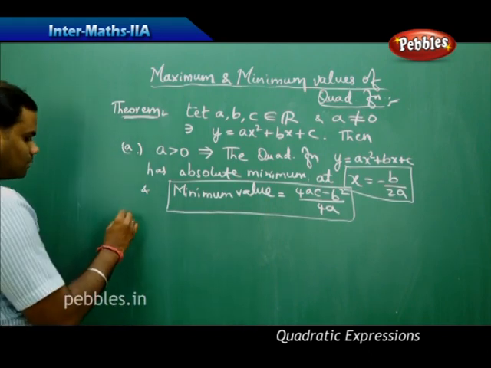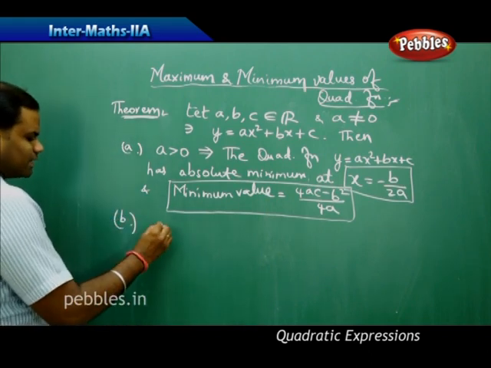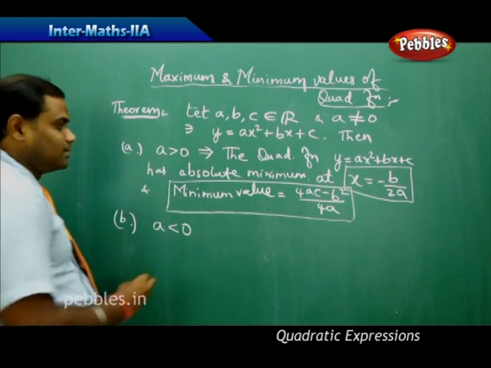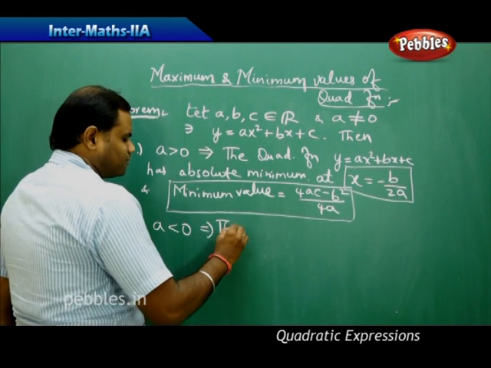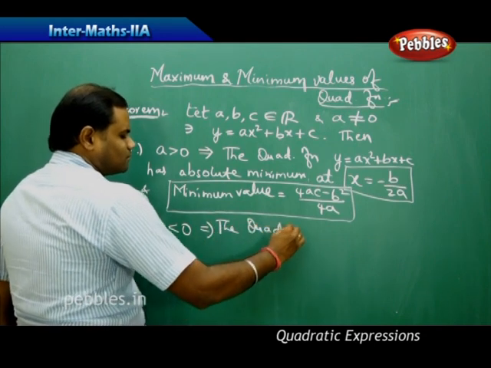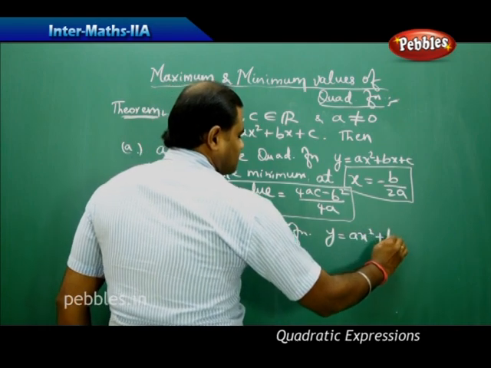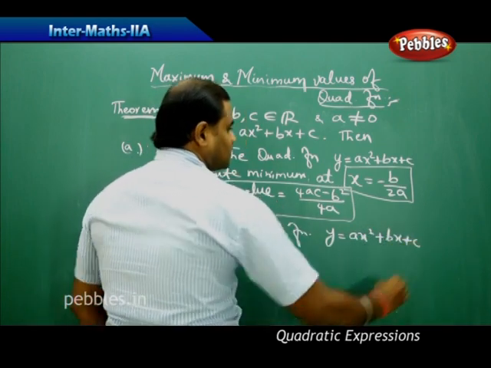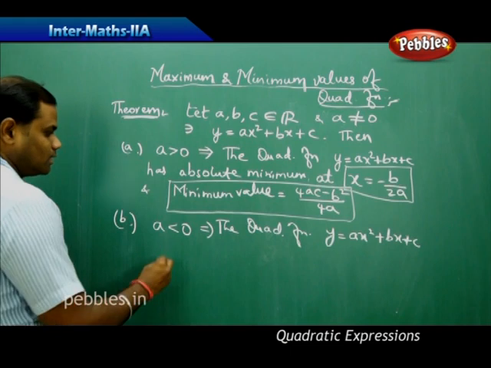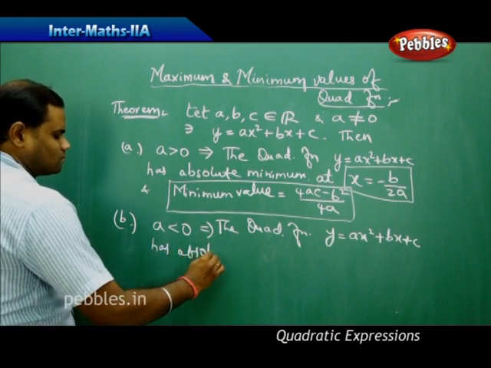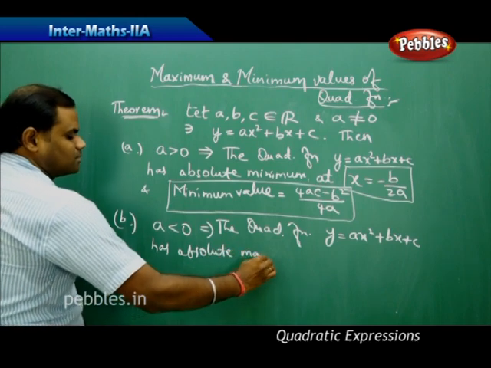Similarly, part B has to be proved by stating that if a is negative, that is if a is less than 0, that implies the quadratic function y equals ax squared plus bx plus c, as taken in the previous case 2, has absolute maximum.